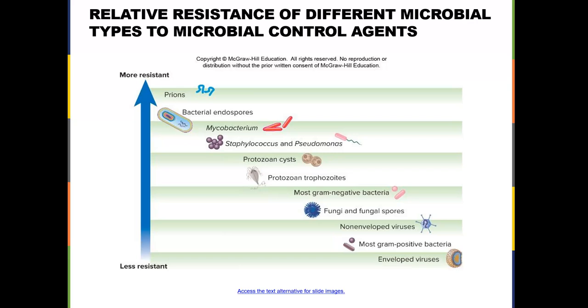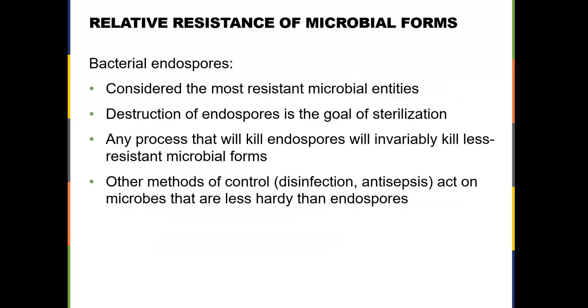Then you have fungi and fungal spores. Non-enveloped viruses. Most gram-positives are pretty sensitive to things, and then you've got your enveloped viruses. So bacterial endospores are considered the most resistant microbial entities. Destruction of endospores is the goal of sterilization. Any process that will kill endospores will kill everything else except for prions, of course. And then other methods of control, disinfection and antisepsis, act on microbes that are less hardy than those endospores.